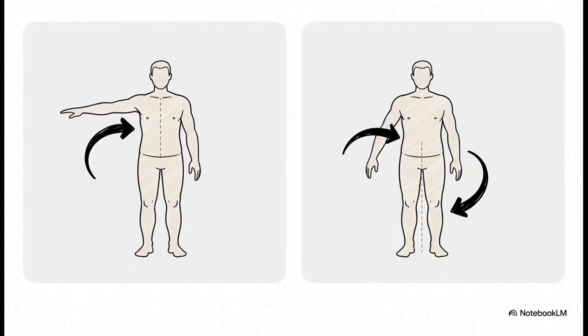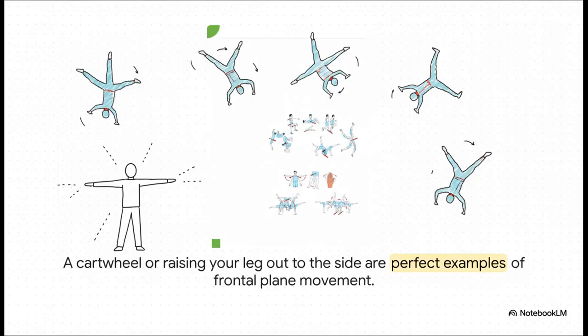The key movements here are abduction and adduction. A really easy way to remember this is that to abduct something means to take it away. So abduction is moving a limb away from the center of your body. And adduction, well, you're adding it back toward the midline. A cartwheel is pretty much the ultimate frontal plane movement, but you don't have to be that dramatic. Even just doing a jumping jack or raising your legs straight out to the side is a perfect example of abduction and adduction happening in the frontal plane.